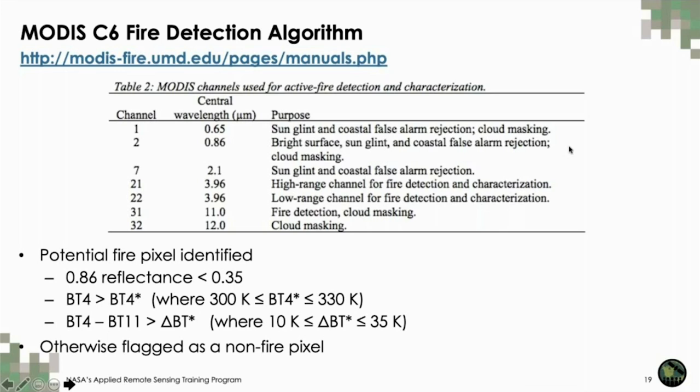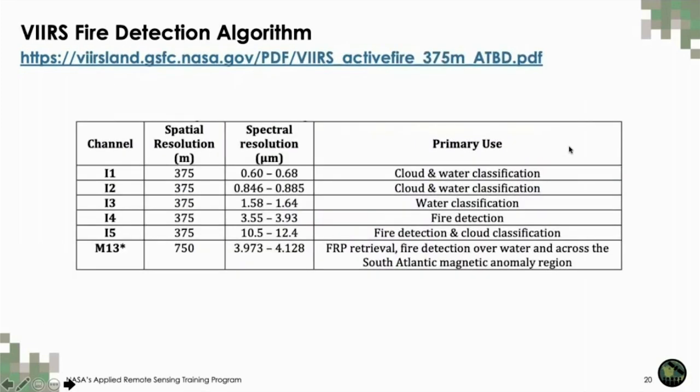This is specifically for MODIS. C6 means this is the latest collection 6 version of the algorithm. And then similar channels are used for VIIRS. The base algorithm between MODIS and VIIRS is almost the same. Because there are some differences between the channels of MODIS and VIIRS, there can be a few differences.